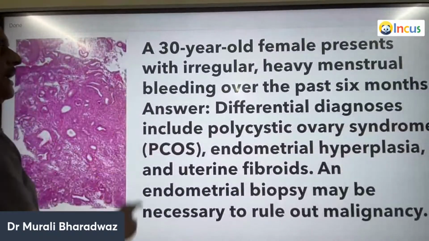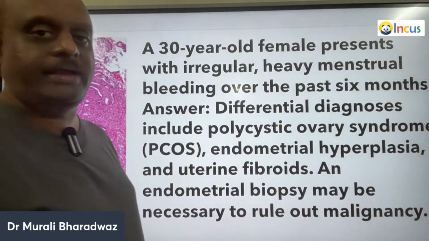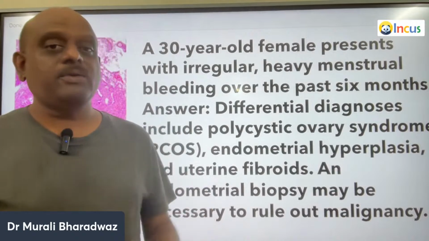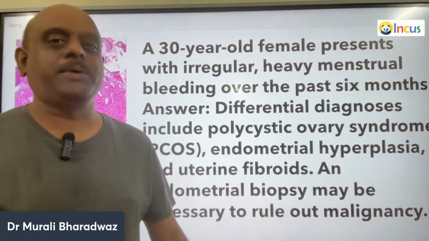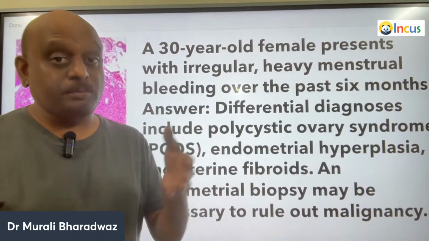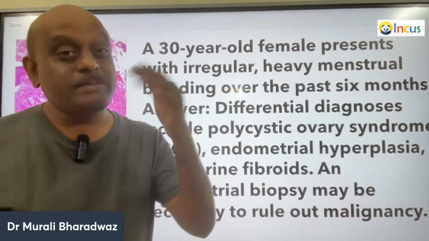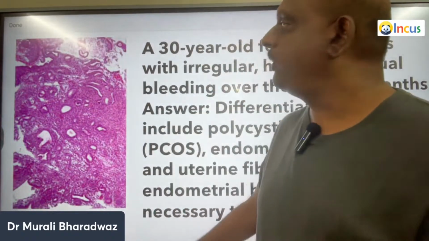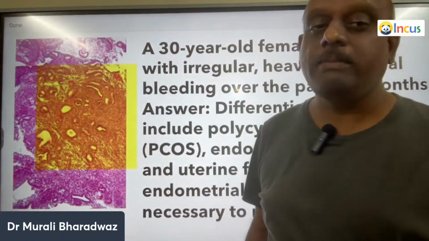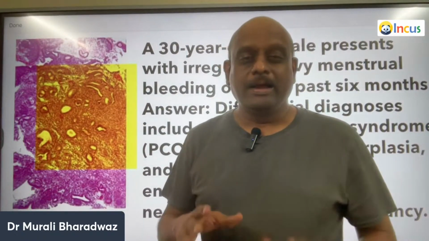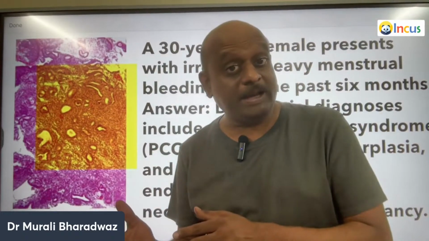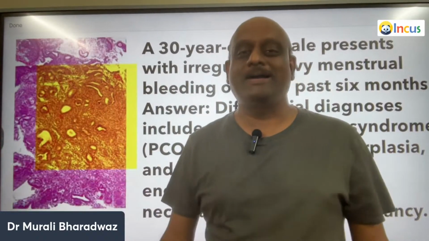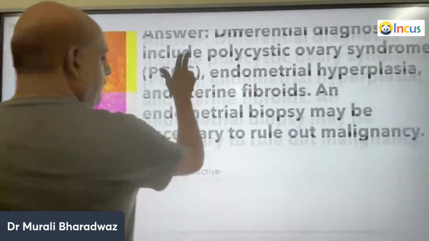Now, a 30-year-old female with irregular heavy menstrual bleeding for the past 6 months. So what is the differential diagnosis for the 30-year-old female with dysfunctional uterine bleeding? Polycystic ovarian syndrome, endometrial hyperplasia, similarly uterine fibroids. That's the reason, what do you need to do? You need to do the endometrial biopsy. Endometrial biopsy can turn out to be typical hyperplasia or atypical hyperplasia or frank adenomatous change, which is endometrial carcinoma, is what you need to basically remember.